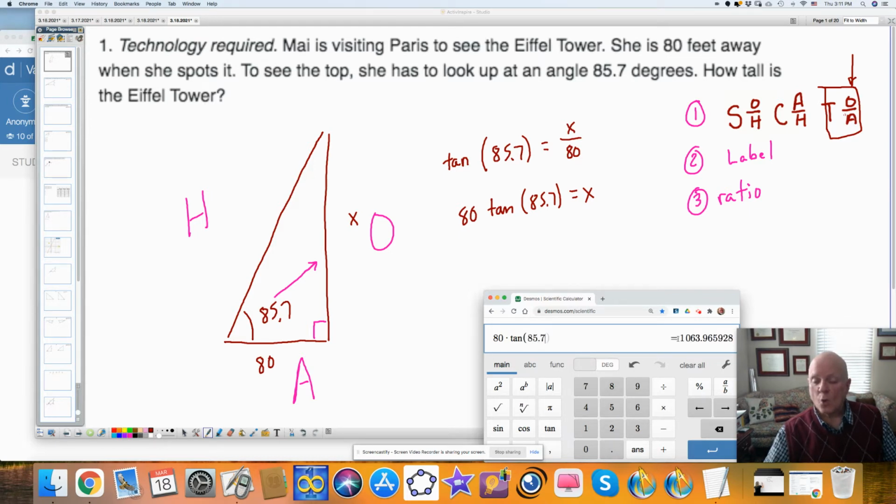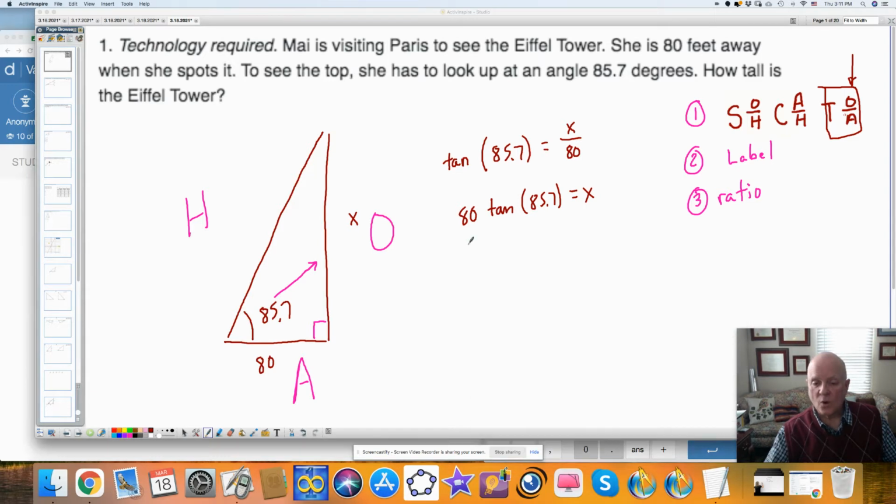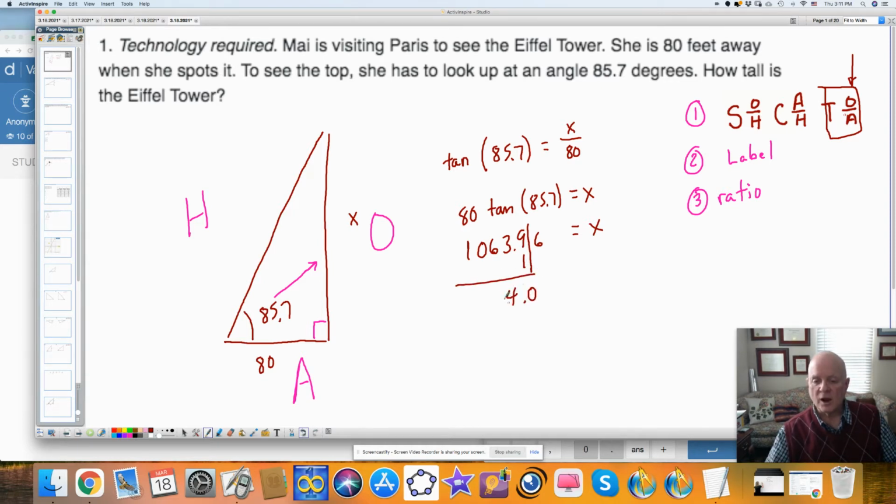That gives me 1063.96. Wait a minute, I only want it to one decimal. So if I'm going to round it, this is more than 5, so I have to round this up, plus 1 here in this column, this placeholder. So I have 0, 4. It's 1064.0 feet. That's how tall the Eiffel Tower will be.